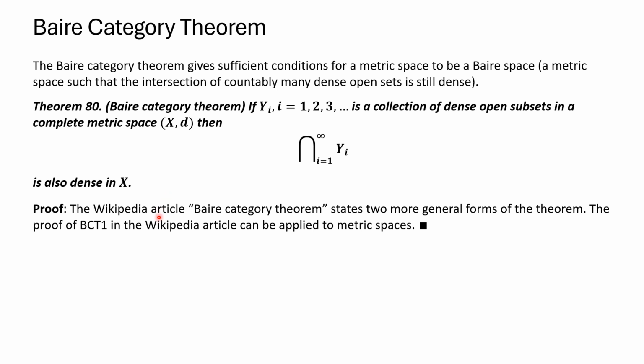So the proof is in the Wikipedia article entitled Baire category theorem, and it has two general forms of the theorem, with letters to indicate the different forms. The proof of the form known as BCT1 can be applied to metric spaces. Again, if you're interested, it's free. You just go to Wikipedia and have a look at that. But I think it's worth just noting this theorem. It's a rather important result in metric spaces.